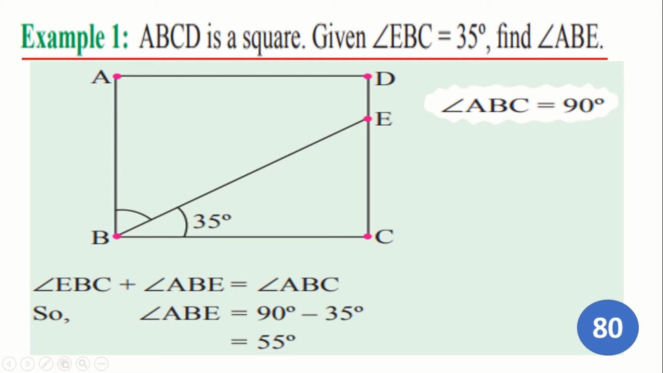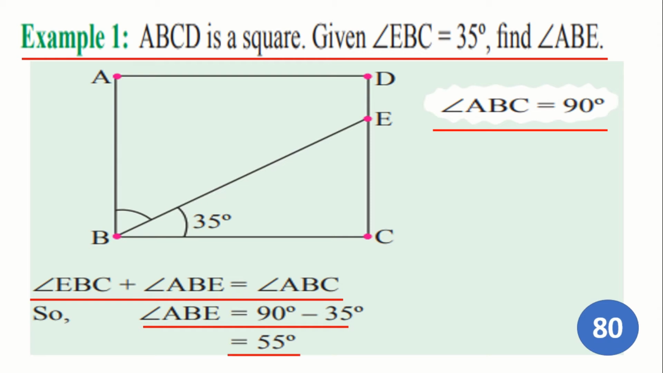The same step as with the rectangle, you subtract, because angle ABC is 90 degrees. Then you subtract the 35 degrees. Angle ABE is 90 minus 35. Now you have the answer: 55 degrees. This is your answer.